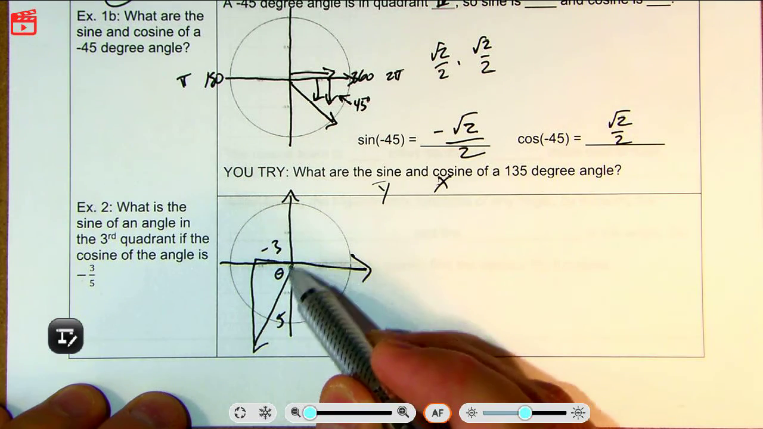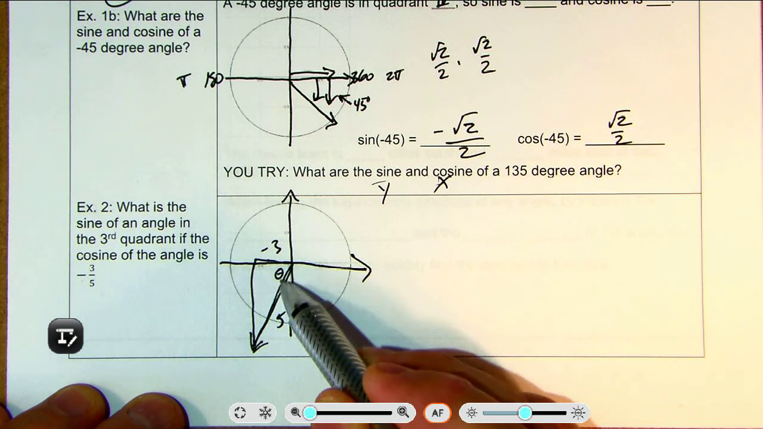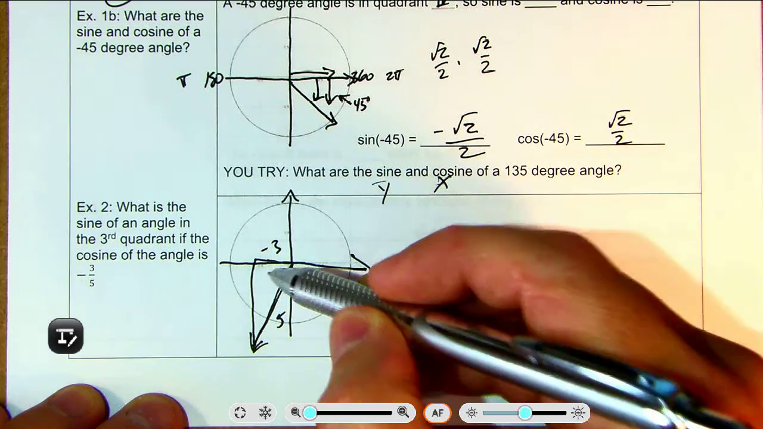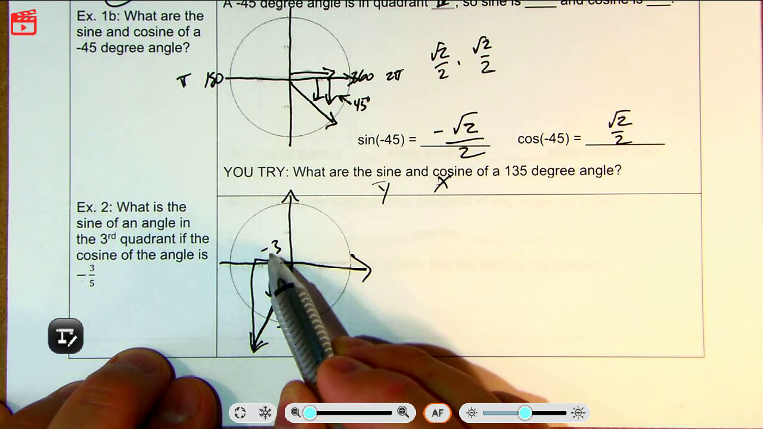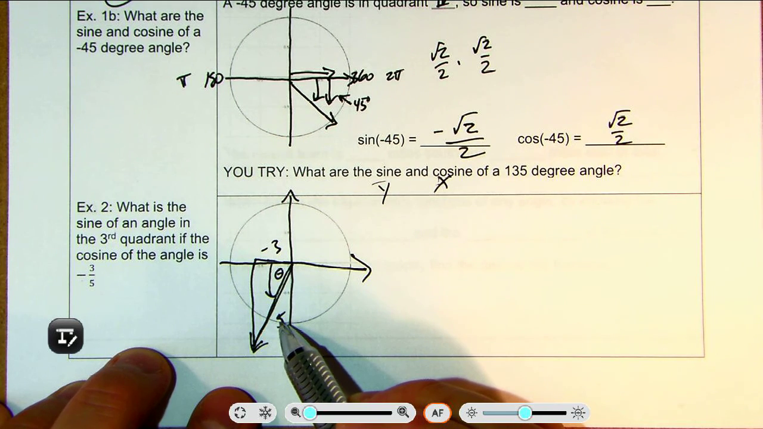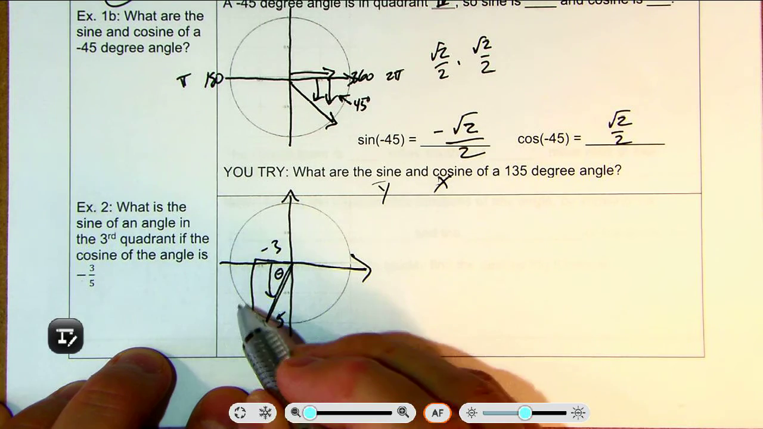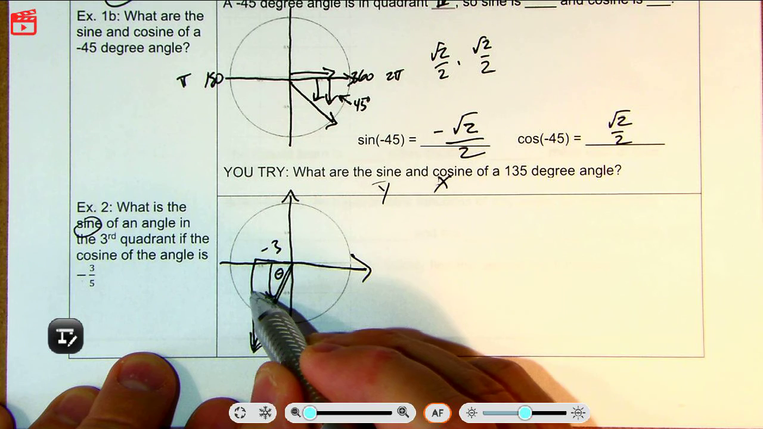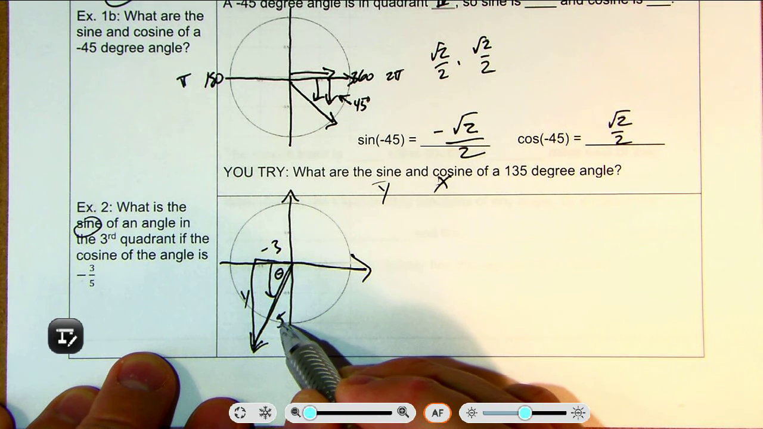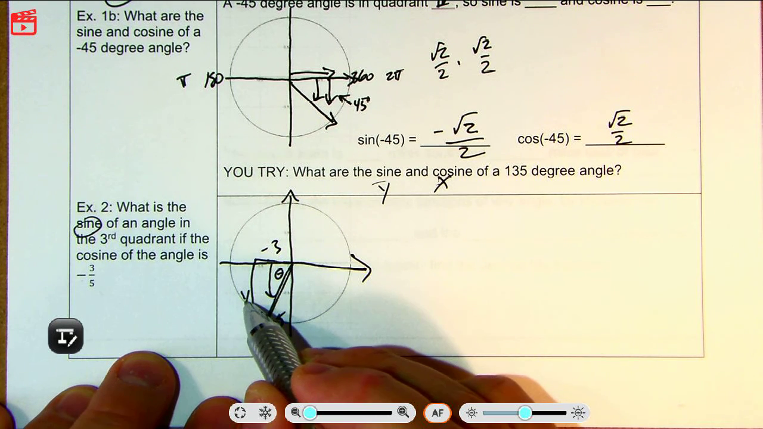Well, if I draw my terminal side here in quadrant 3, and here's theta, because the reference angle is always measured up or down from the x-axis. So cosine is -3, and the hypotenuse, we're always going to leave as a positive number, is 5. Then they want you to find the sine. Well, the sine of this angle is opposite, so I'm going to say that's the y, opposite over hypotenuse. So we've got to find out what y is.